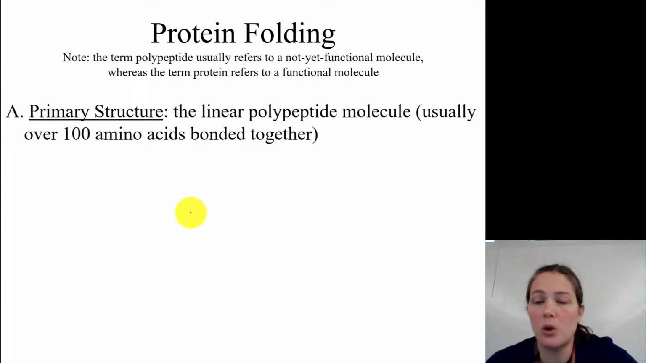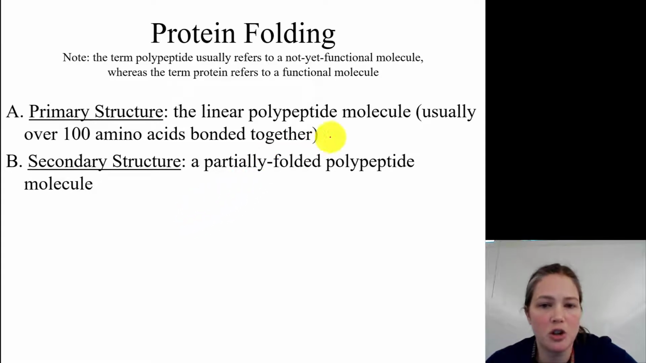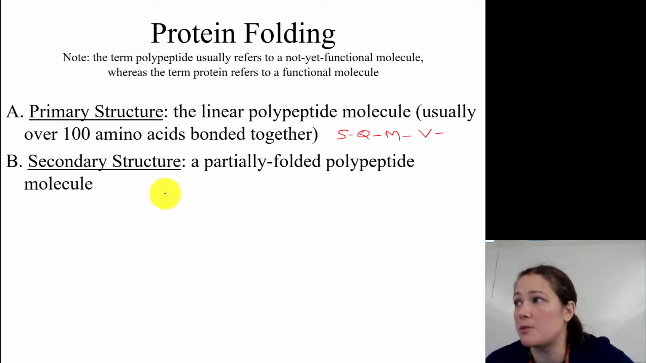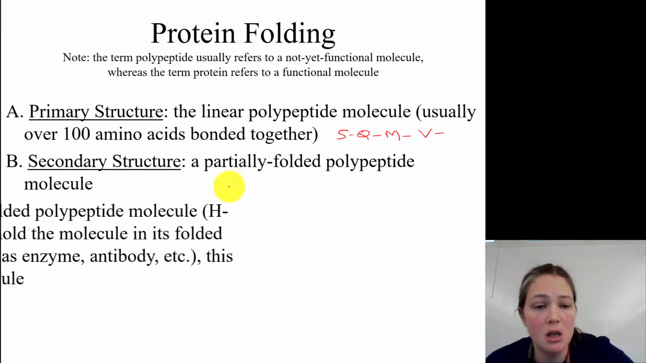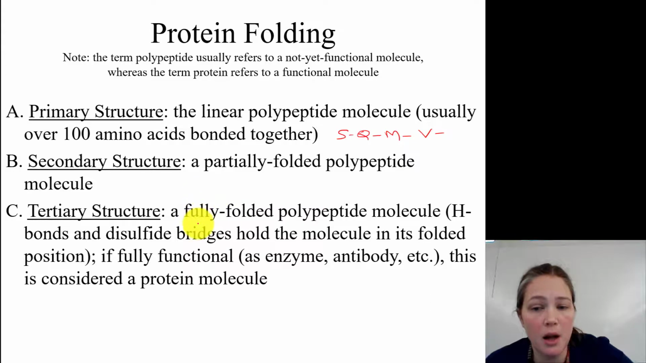There are 4 levels of organization. There's primary structure, which is just which amino acids are there, right? It's serine, and methionine and valine and so on. Which amino acids are there in a row? Secondary structure is the partially folded polypeptide molecule. The tertiary structure is the fully folded polypeptide molecule.